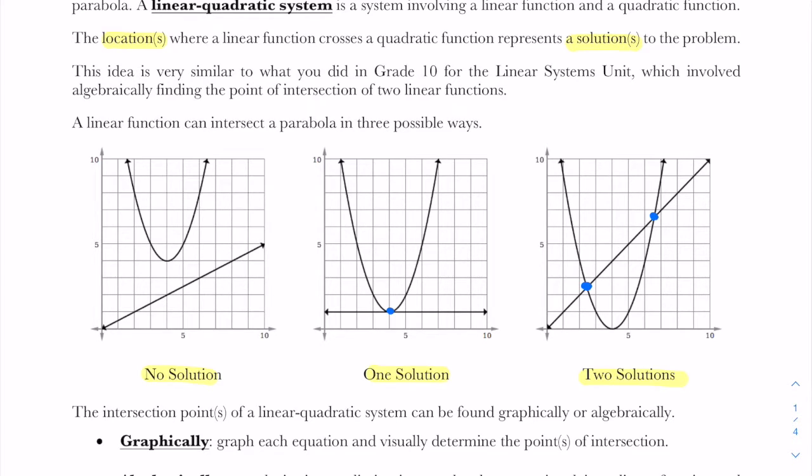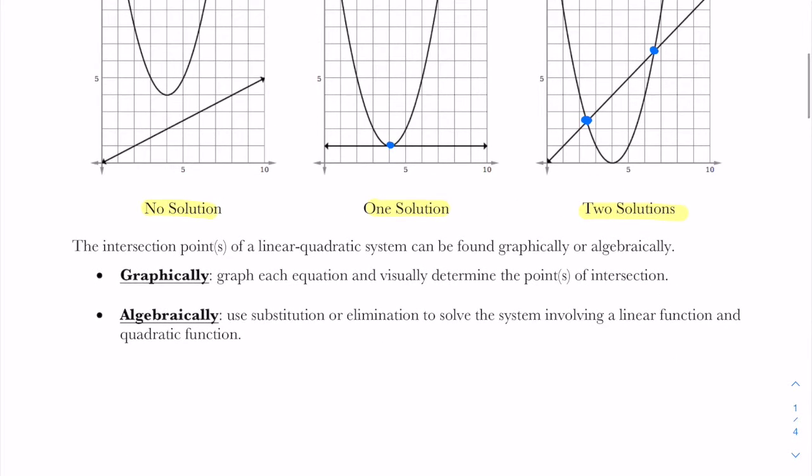Now that we have seen all the possible scenarios, here's how we can find them. When determining the solutions or the points of intersection to a linear quadratic system, we can find the solutions either graphically or algebraically. If using the method of graphing, you would graph each equation and visually determine the points of intersection. As you can imagine, this method isn't very accurate. If you were to algebraically solve the system, you would use the methods of substitution or elimination to solve the system involving the linear function and the quadratic function.